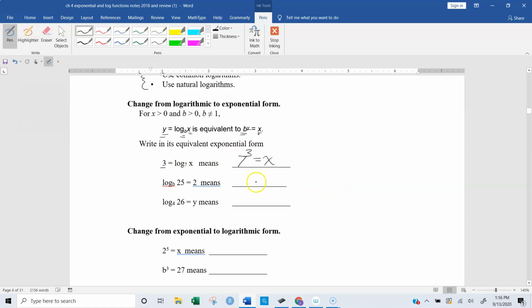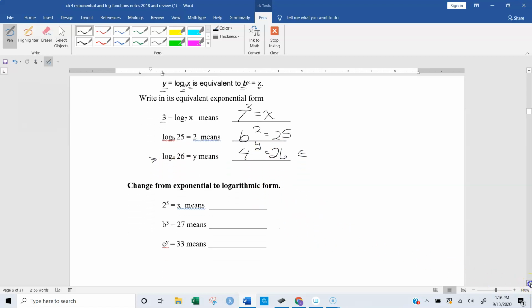Okay, pause and do your 2. You should have had b squared equals 25, and 4 to the y equals 26. See how this one's hard to solve? That's why we use logs actually, to find exponents when they are variables.